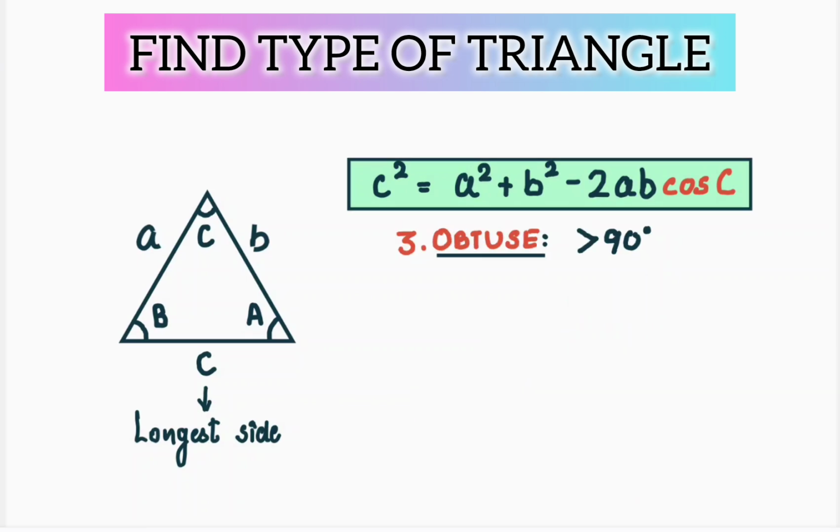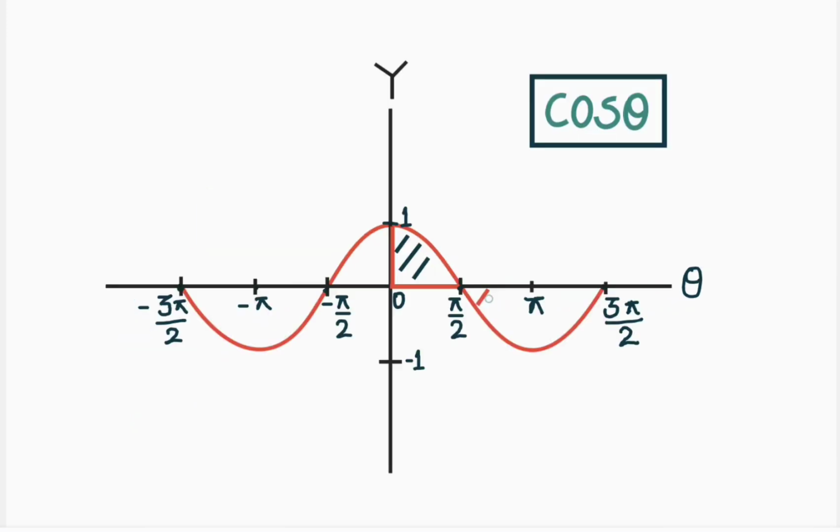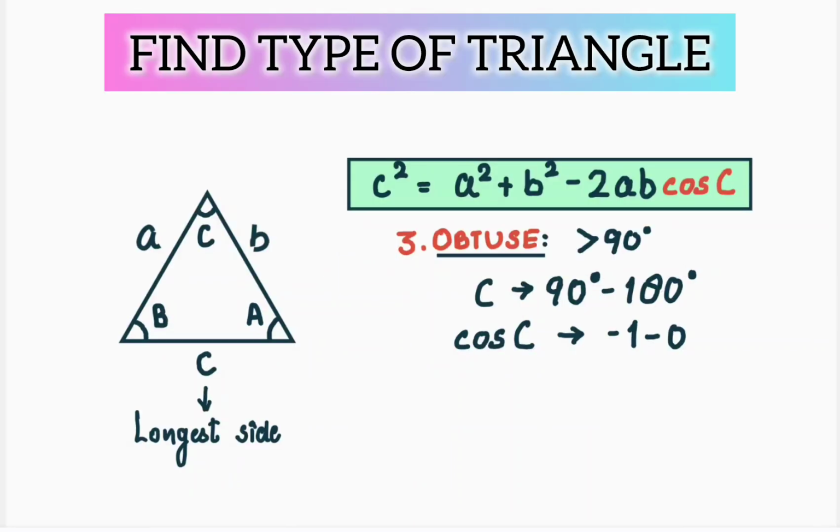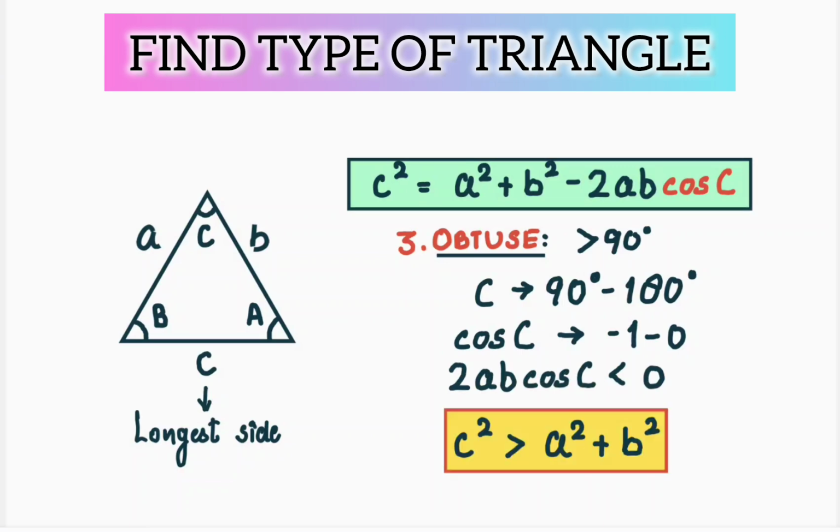And lastly, for an obtuse angle triangle, one of the angles is greater than 90 degrees. Since C is the longest side, angle C will lie between 90 and 180 degrees. And to look at the value of cos C, again look at this region. If theta lies between 90 to 180 degrees, cos theta will lie between 0 and minus 1. That makes cos C between minus 1 and 0. 2ab cos C will be less than 0 and C square will be greater than A square plus B square, which is again valid for any obtuse angle triangle.